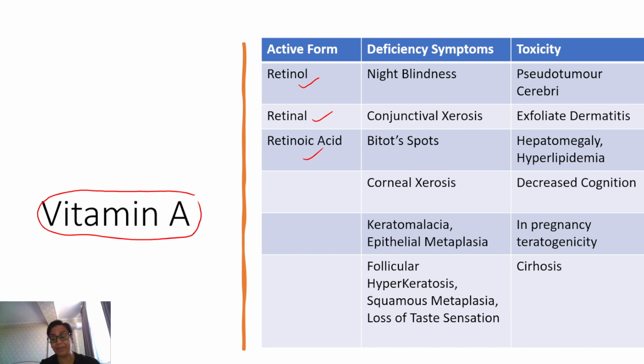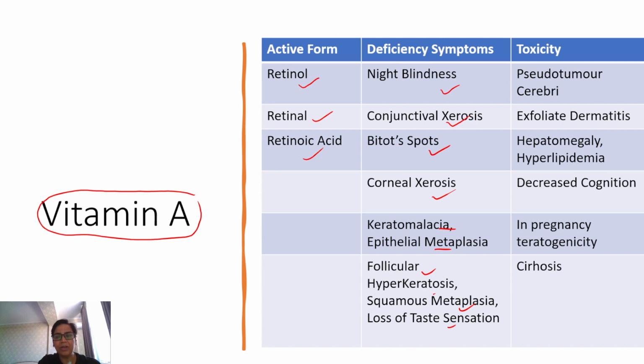If we look at the deficiency manifestations, since it plays a very important role in vision, growth and reproduction, deficiency of it leads to night blindness, conjunctival xerosis, and xerophthalmia, with formation of Bitot's spots in the eye, and it leads to corneal xerosis also. Then keratomalacia. Another function is growth and reproduction, so deficiency will lead to epithelial metaplasia also. Then follicular hyperkeratosis is there, squamous metaplasia is there, and then loss of taste sensation. These are the deficiency manifestations of vitamin A.